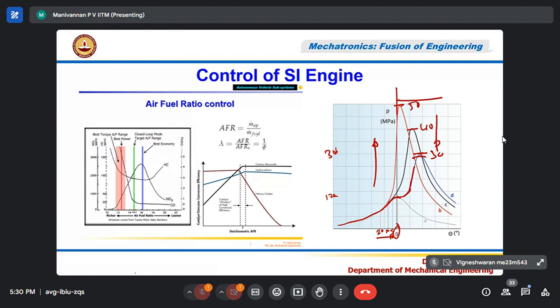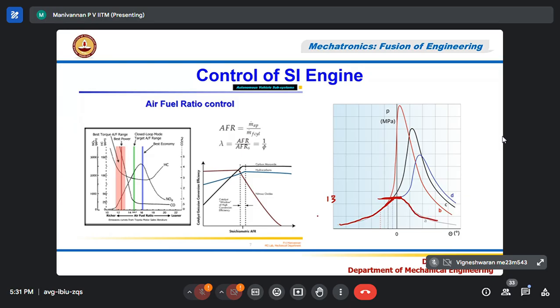You can see that suppose I don't give spark at all. The compression is happening, I have not given any spark. That is the grayscale, correct? The compression pressure for this engine is around 10, around 12 to 13 bar. 10 is correct. So this engine compression is 10 bar only. You have not given spark, so combustion did not happen.